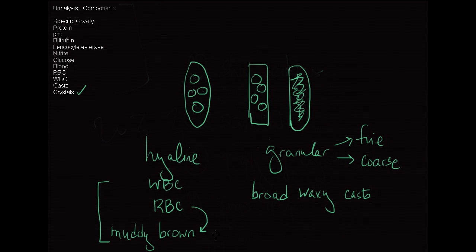They usually represent ATN. Red blood cell casts are pathologic. They usually represent a glomerulonephritis. And white blood cell casts are usually pathologic. They represent, at the minimum, an interstitial nephritis.